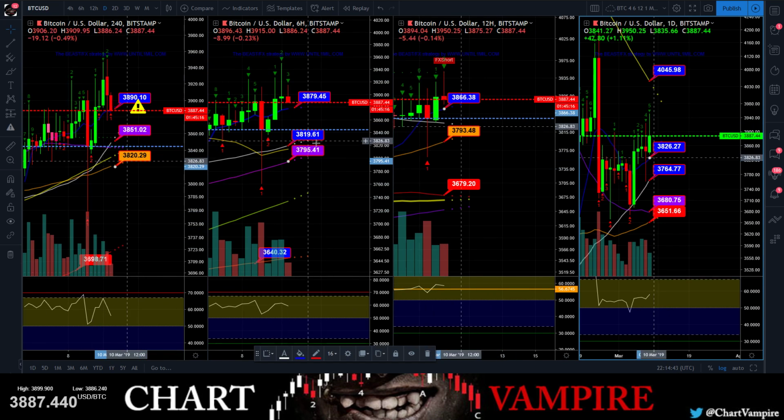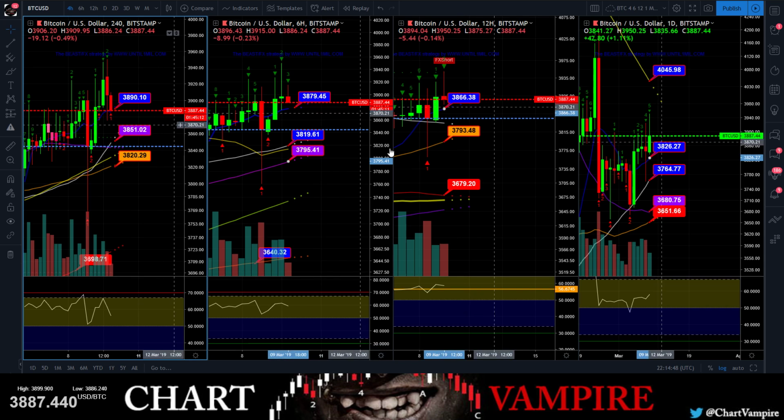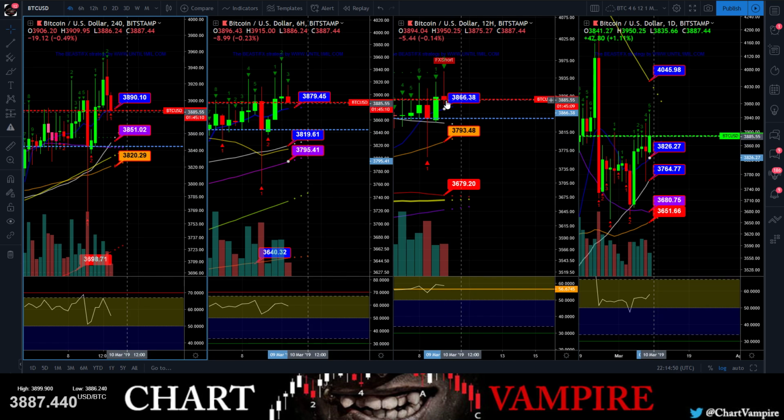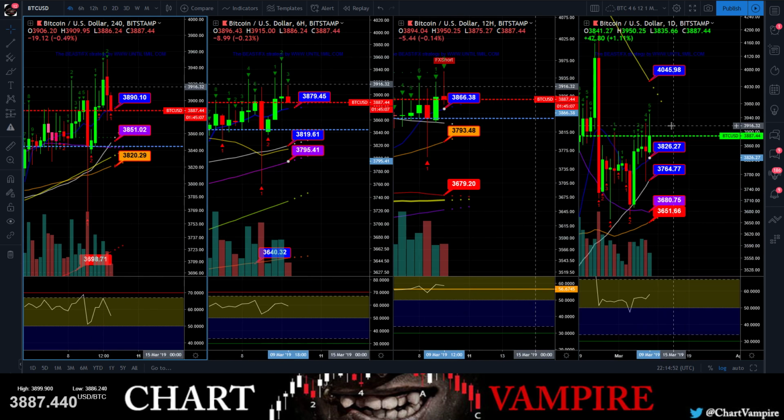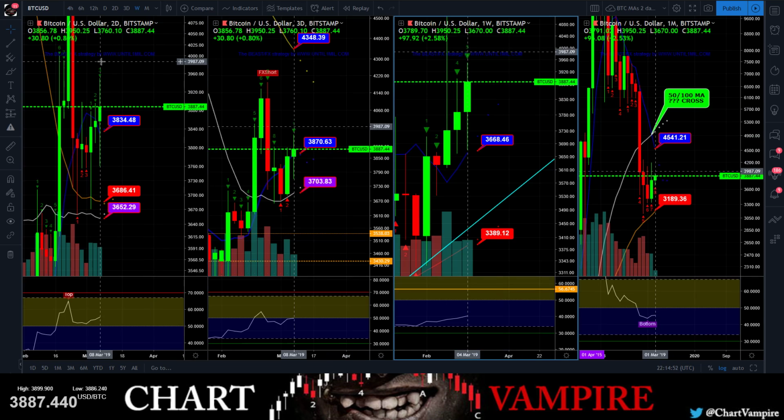Take a look at our 12-hour candle. We did get a short call on the 12-hour candle, and that doesn't do anything for me. No bullish crosses, though. I don't see any bullish crosses to speak of right there.